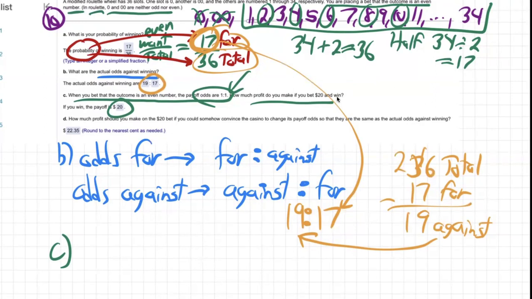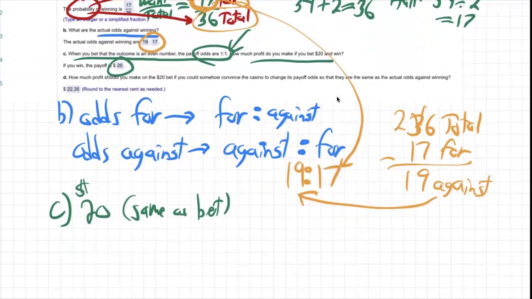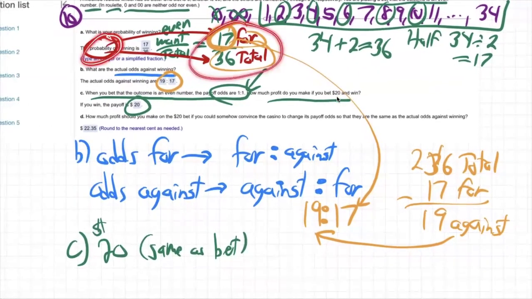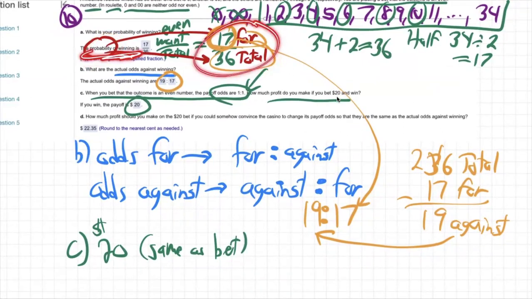Now you might think, okay, that sounds fair. Just $20, the same as the bet. Well, remember, the casinos are never fair. You'll see that in the casino video if you haven't already. Why not? Well, what's the probability you're going to win? Remember part A? 17 out of 36, or whatever yours is, but it's less than half.